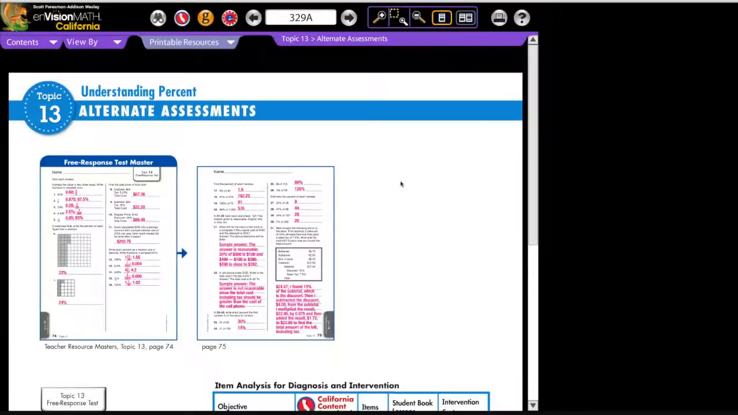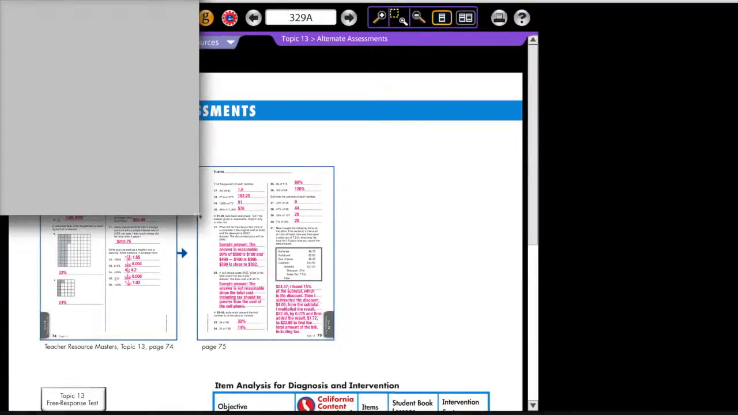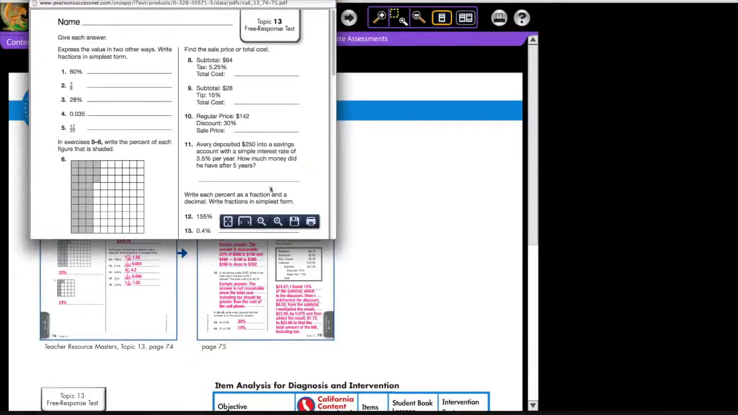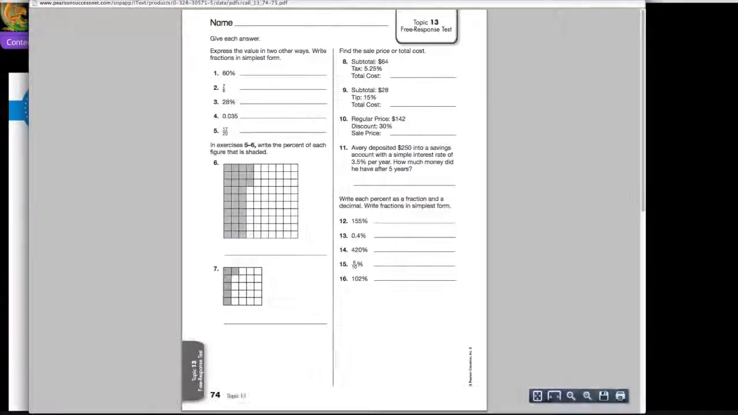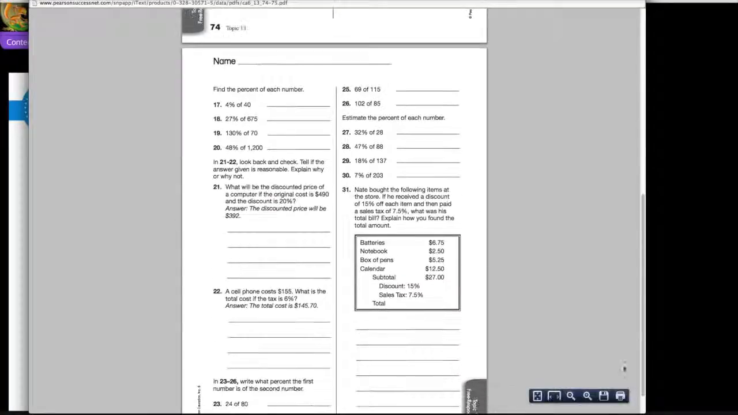One thing I really like is question 31 here. I like it because of what it asks the students to actually do. Let me see if I can pull this up and jump to the next page. So 31 says, Nate bought the following items at the store. If he received a discount of 15% off each item and then paid a sales tax of 7.5%, what was his total bill? Explain how you found the total amount.